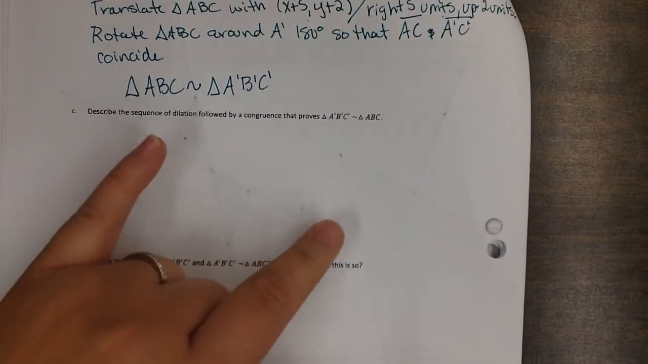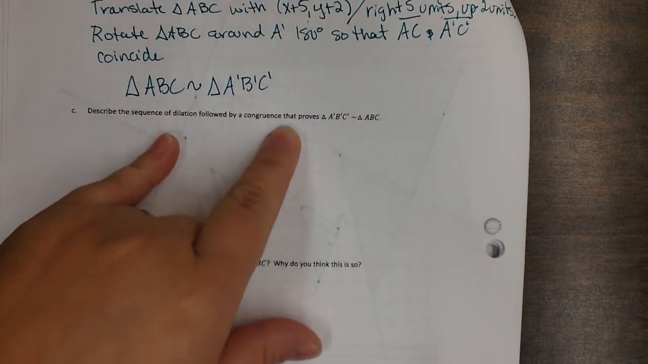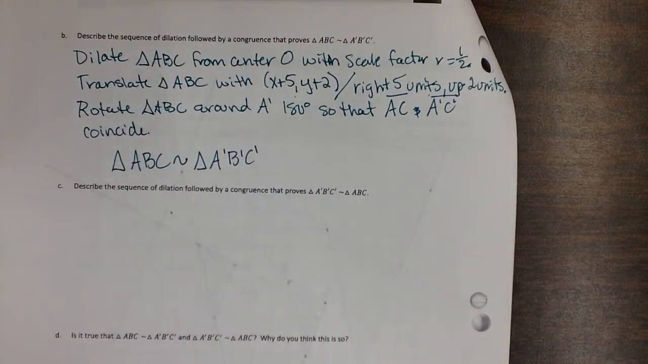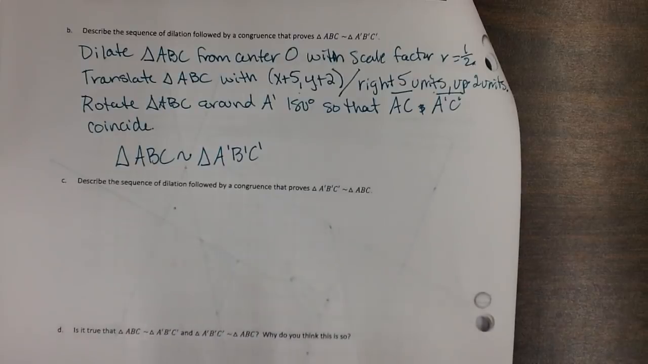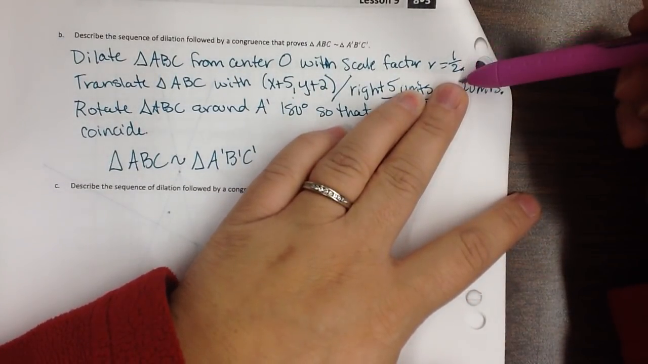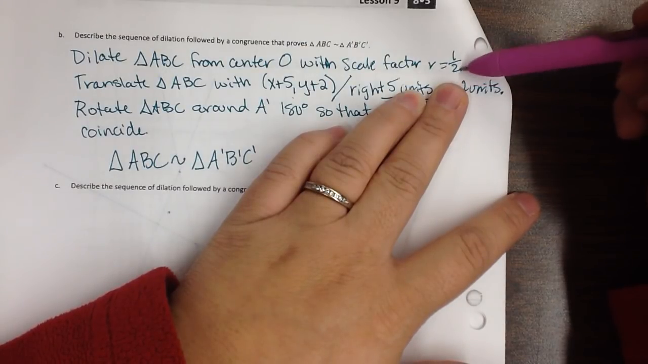And now we're going to do a dilation followed by congruence that proves it backwards. So essentially we're going to take what we did and go backwards. Except for we're going to do the dilation first. So our original dilation was 1/2. So to undo that, we would do the inverse of that, or use the reciprocal.